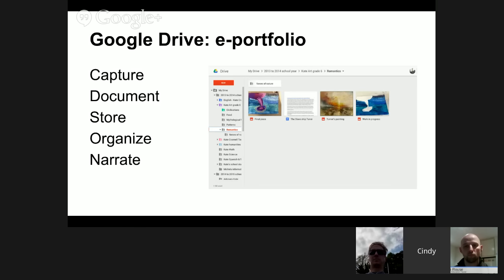So I talked about this before, but the Google Drive, we saw that start to become that e-portfolio kind of naturally for students. It's where they put, again, all their pictures. They did things like stop motion and stored the videos in there, and it was much easier for them to then make that final reflection and do a narrative about it at the very end.